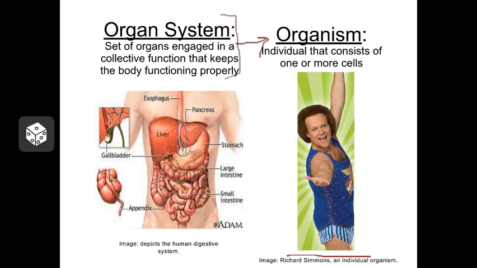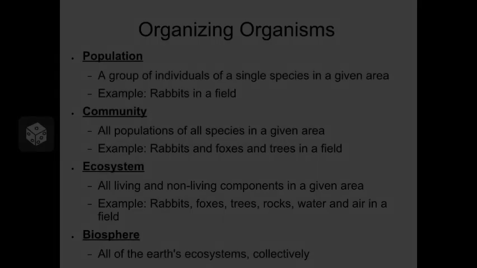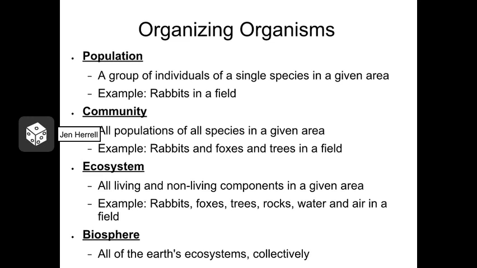Now again, not all organisms have all of these levels. So when I say organism here, I'm talking about a large, complex, multicellular organism. So that gets us to the level of organism. But what if we have multiple organisms, or organisms of different species? How do we organize that? For that, we need these levels of organization: population, community, ecosystem, and biosphere. Let's discuss what each of these means.